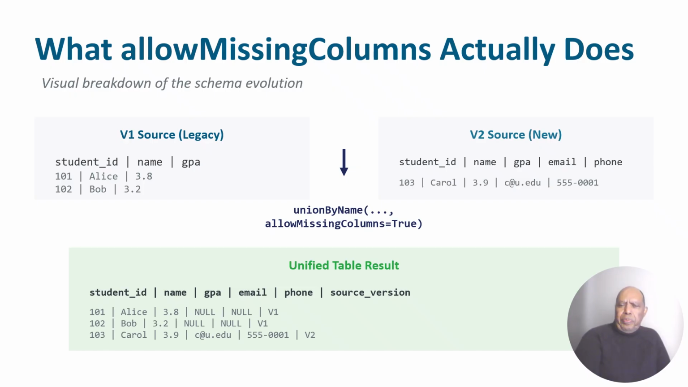And here is the beautiful part. Downstream consumers can query this unified table. They don't need to know about V1 or V2. They just see one table with all the columns. If they care about email, they filter by not null. If they don't care, they can ignore it.